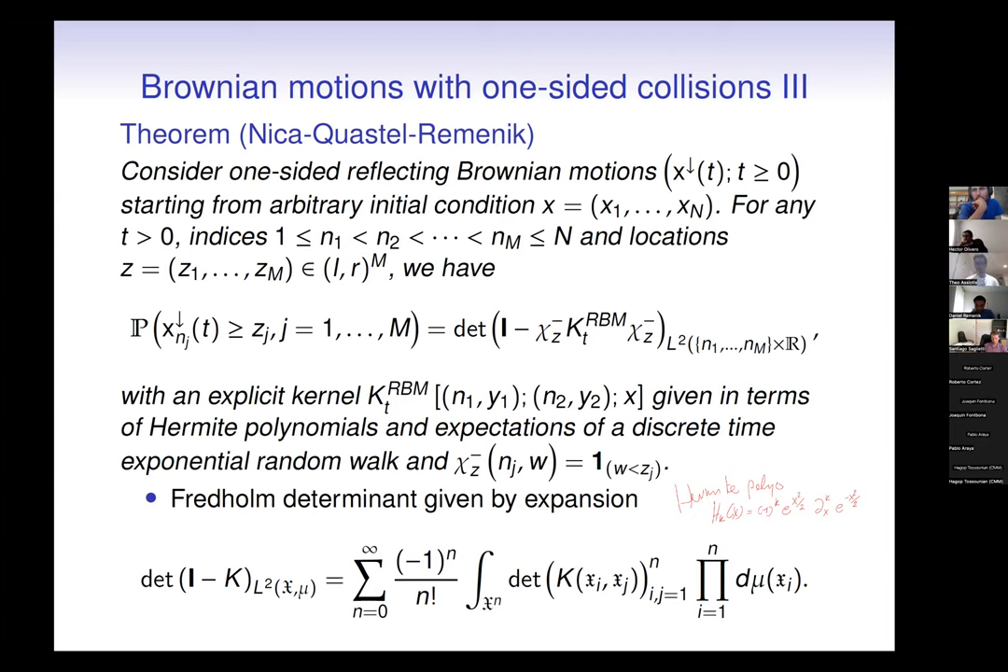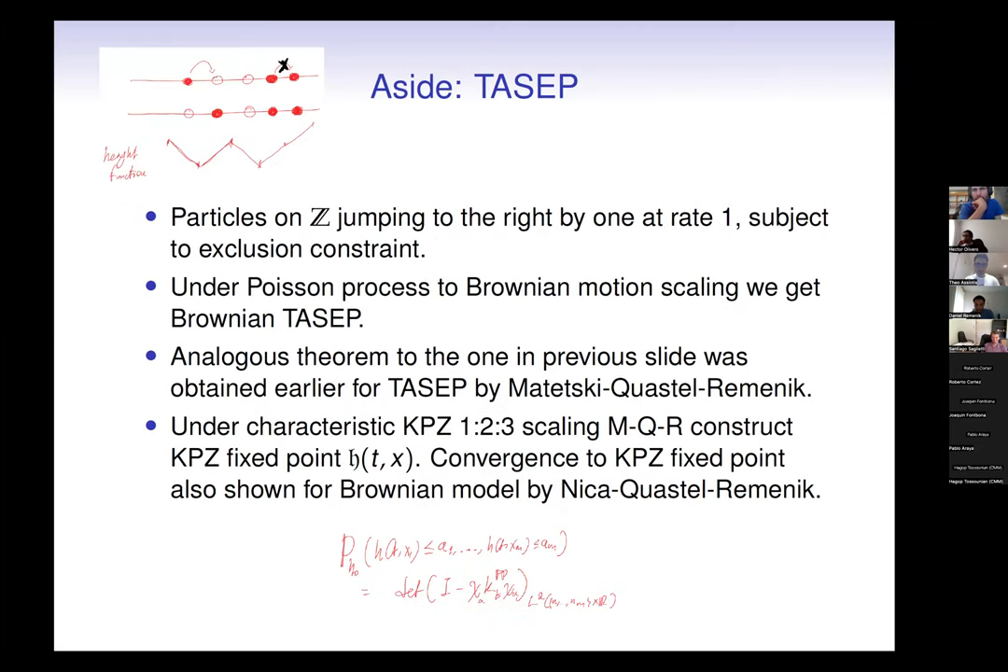And next slide, maybe I should have a very quick aside to discuss TASEP, which, as I said, is very closely related to the Brownian model. Okay, so I guess most of you are familiar with TASEP, probably better than I do. So we have particles on Z, and they jump to the right by one at rate one, but they have an exclusion constraint.